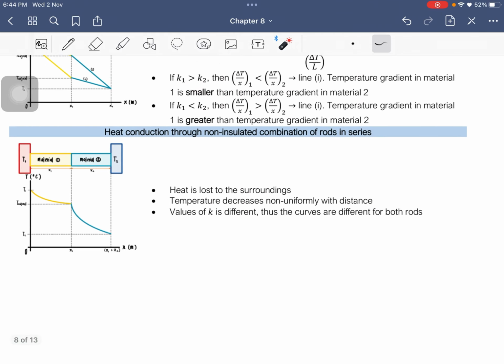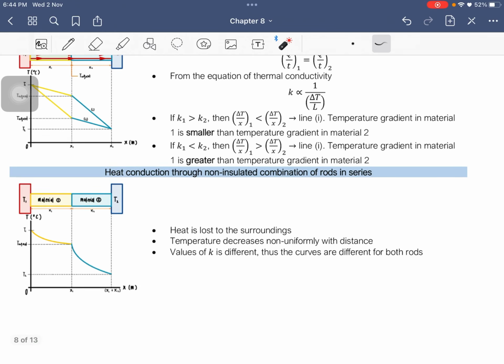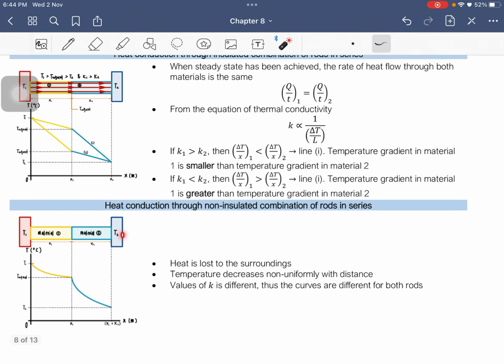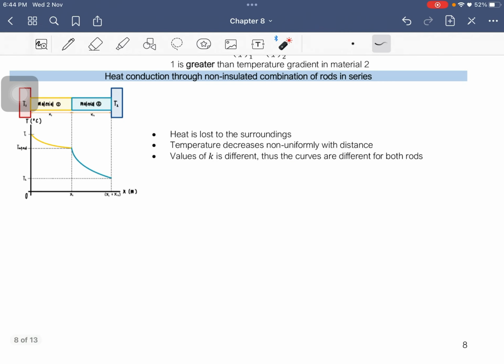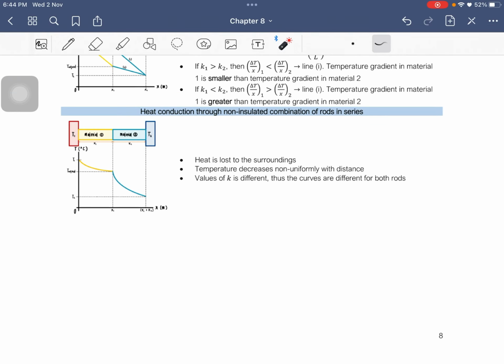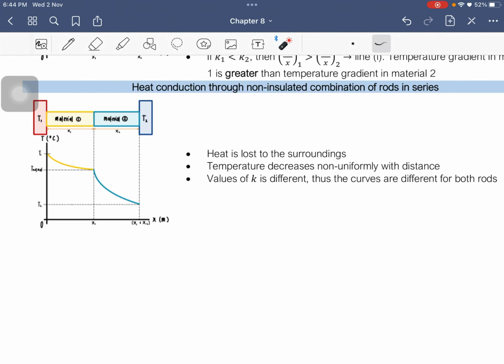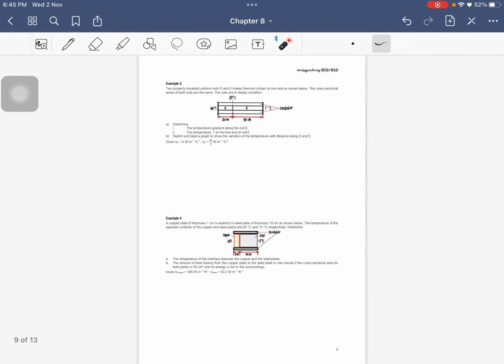Alright, now let's look at the heat conduction to non-insulated combination of rods. Something is weird about this. I think it's not done, but it's okay. For this one, heat is lost to the surroundings, so the temperature decreases non-uniformly with distance. The value of K is different, so the curves for the two are different. They're not the same because they are two different materials. Alright, so that is on graphs.